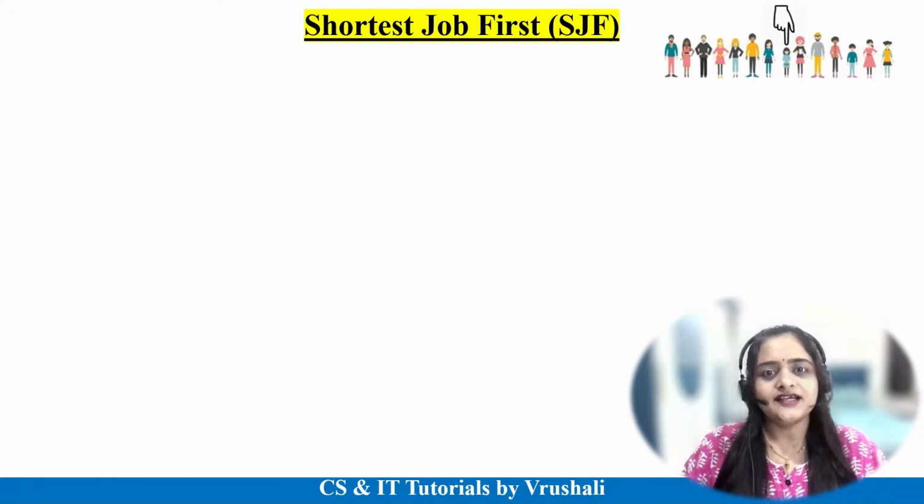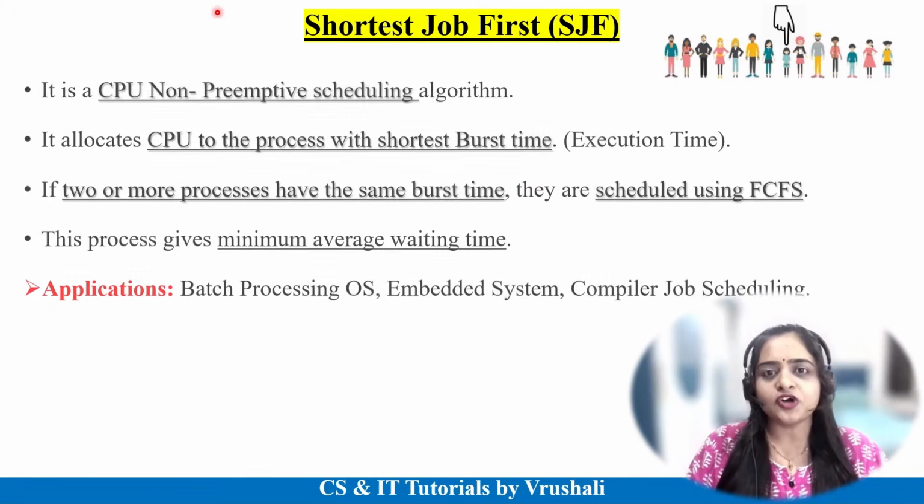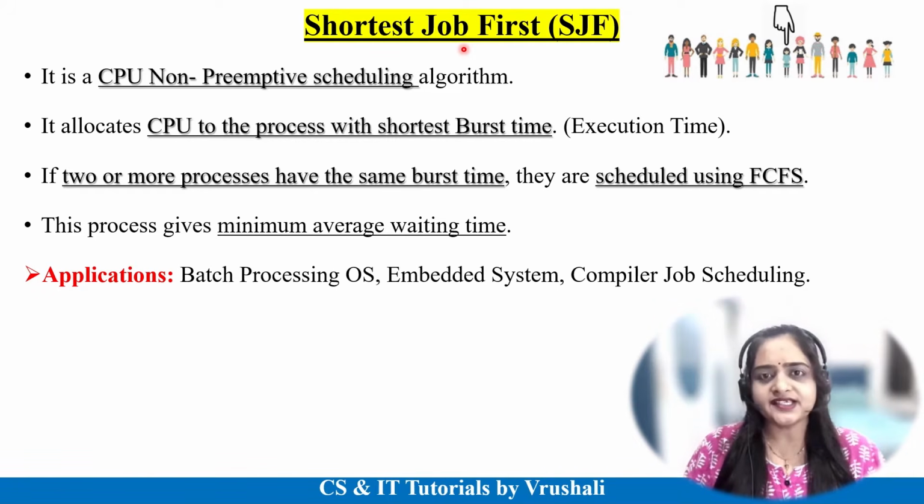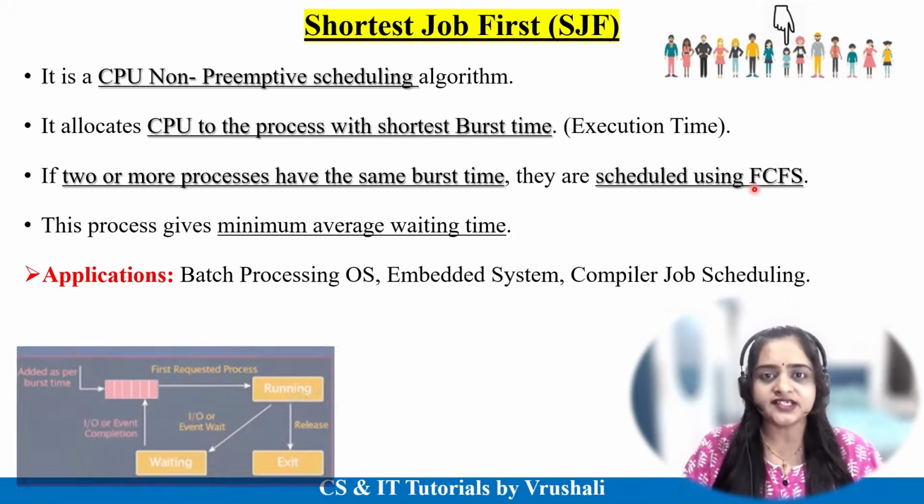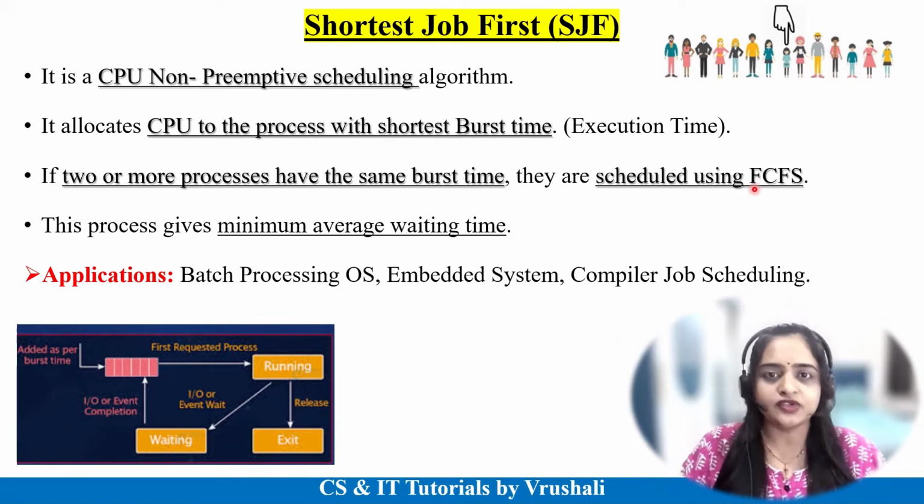Let's see. The name suggests shortest job first. It means in the operating system, there are multiple processes, and the process having the shortest burst time, meaning execution time, is executed by the CPU first. This is the concept of the SJF CPU scheduling algorithm. And if two or more processes have the same burst time, at that time they follow the first come first serve scheduling approach.